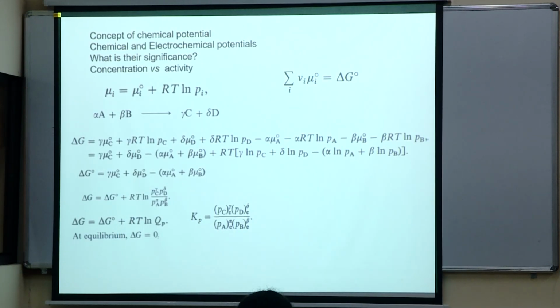Chemical, electrochemical potential. Chemical potential of the ith component is written as a standard part and a part with the partial pressure of the ith species. You have 1 minute, I'll finish, then you can go to the second. You can open now. Second part you can open, I'll tell in words.